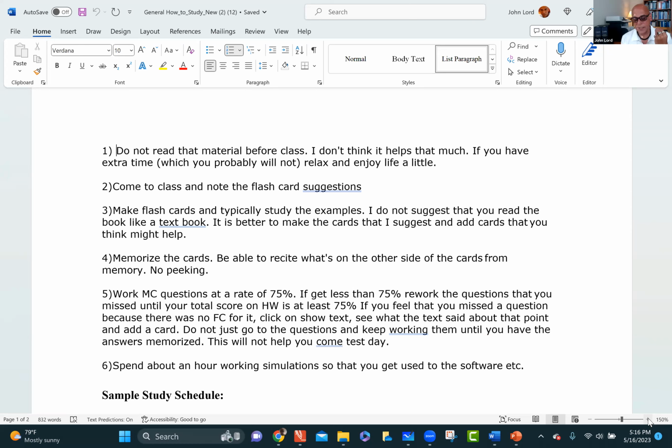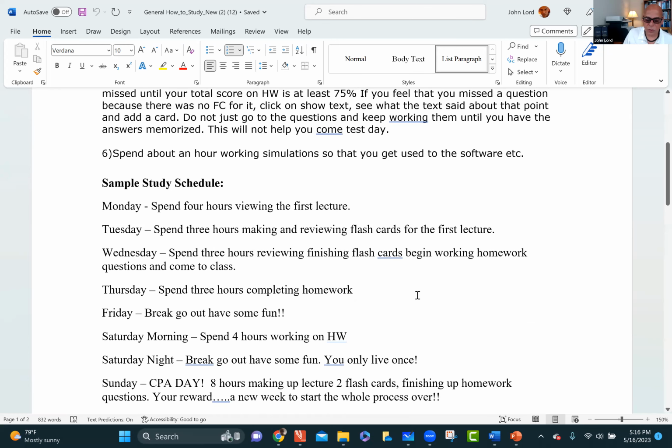And then I say spend about an hour or two working the task-based simulations that are part of every chapter. There's always some task-based simulation in there for you to look at. So how do you get through all of that? And I give you a sample study schedule.